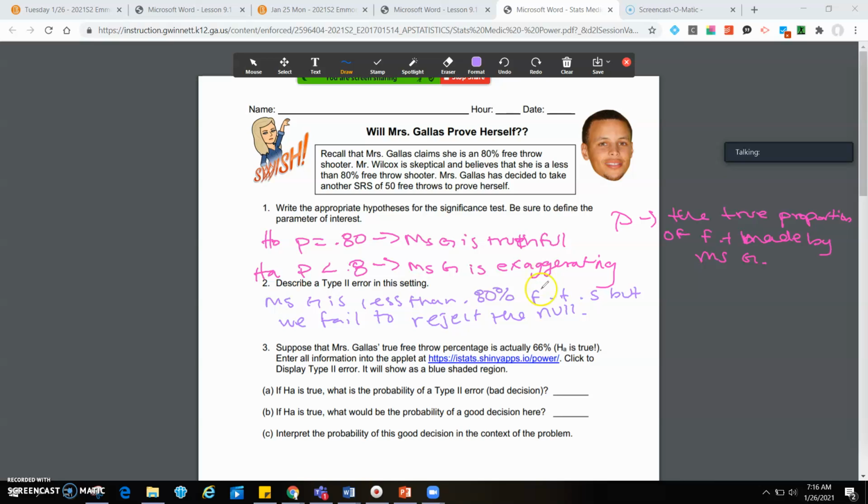Suppose that Miss Gallus's true free throw percentage is actually 66%. Okay? And this is specifically talking about power of a test. So, enter all the information into the Statlet. Click to display type 2 error, and it'll show a blue shaded region.